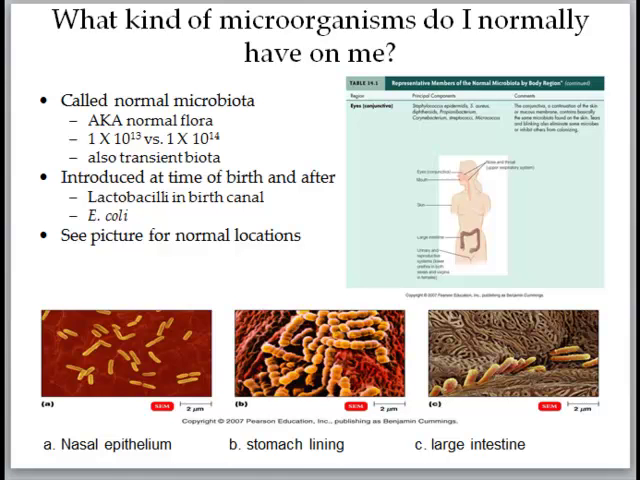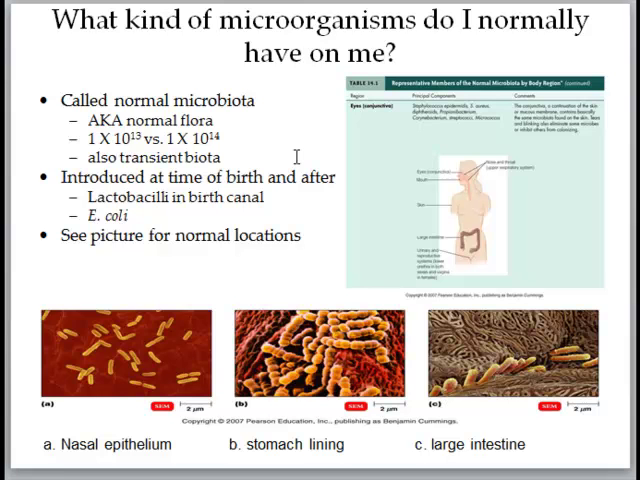What kind of microorganisms do we normally carry? Those are called the normal microbiota or the normal flora. The number for that is on the order of 10 to the power 13. So there are lots of organisms that we carry that are part of our normal condition. A typical human body will contain about 1 times 10 to the 13th body cells, and about 1 times 10 to the power 14 bacterial cells. That is almost 10 times more bacterial cells than human cells. This will give you an idea of how many organisms we harbor in our body.